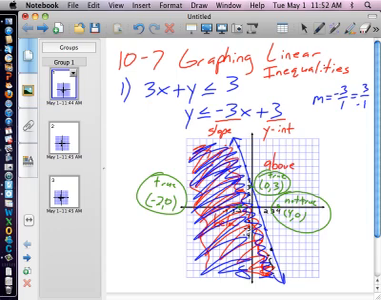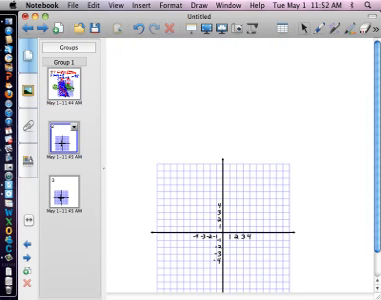Okay. Let's try another example. The next example is y is less than 1.